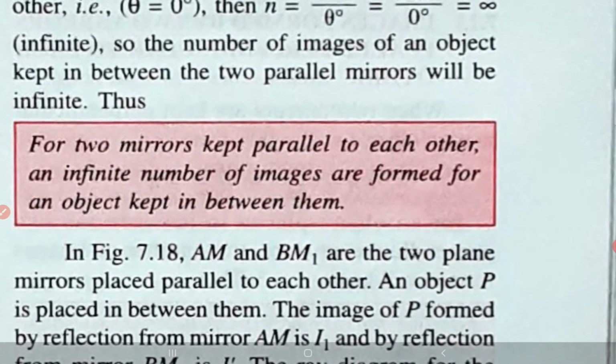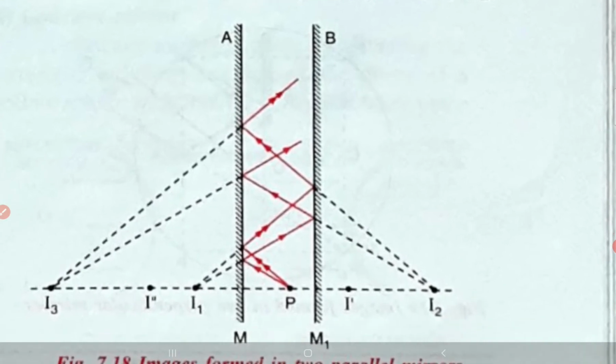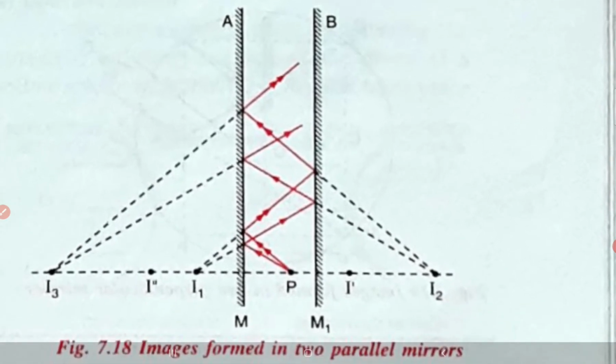In figure 7.18, AM and B1 are two plane mirrors placed parallel to each other. So they are talking about this particular figure. Here we shall not go into detail of the diagram, but we'll learn how to draw it. Here I am explaining briefly.